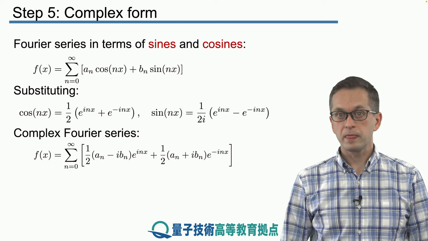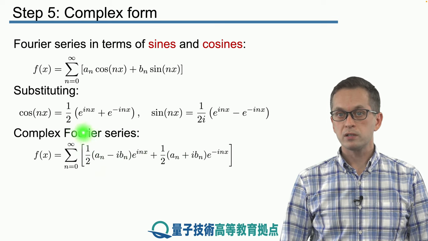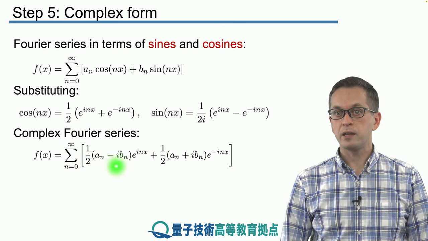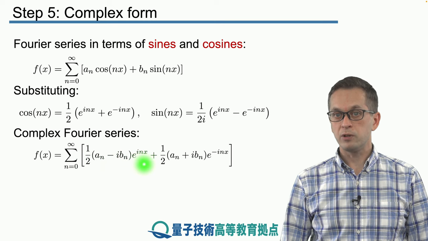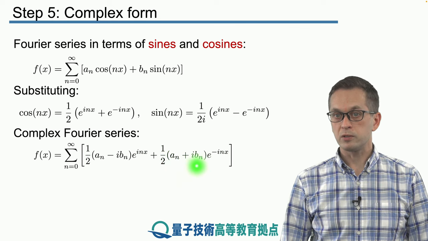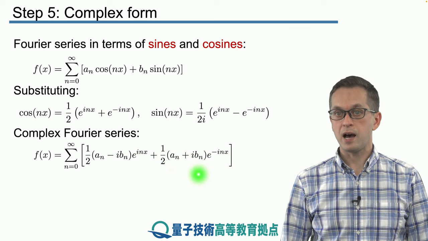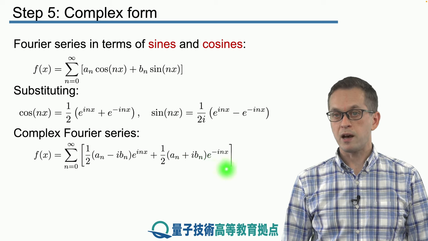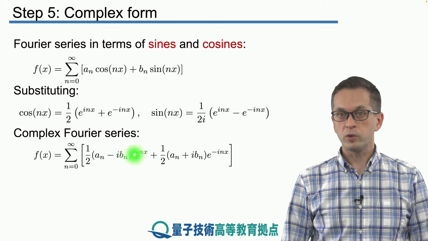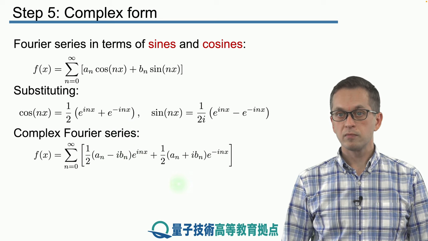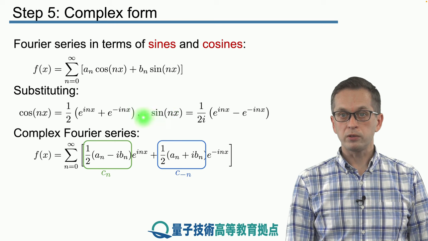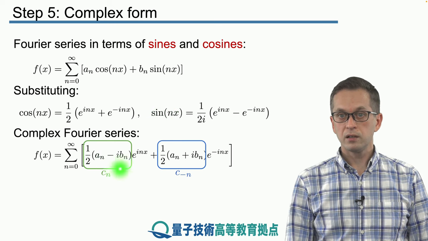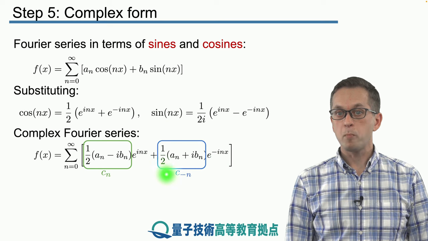The function f(x) then becomes the sum over the following, after some rewriting. We've got this combination of coefficients here. We've got 1 over 2 times an minus ibn times the exponential e to the inx. And then we've got the complex conjugate of the combination of coefficients, 1 over 2 times an plus ibn multiplying e to the minus inx. So what we can do is we can just take these coefficients and rename them. We're going to call this one cn, and we're going to call this one c minus n.